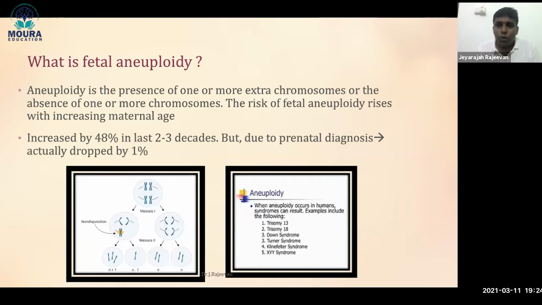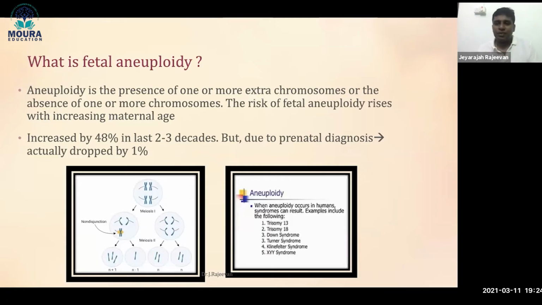Okay? So you can have trisomy in all the chromosomes, as I told you. Maybe first chromosome trisomy, second chromosome trisomy, third, fourth. Like that, in any of these 23 chromosomes, you can have trisomy. But the problem is, most of these trisomy babies are not viable. Most of the babies will die.